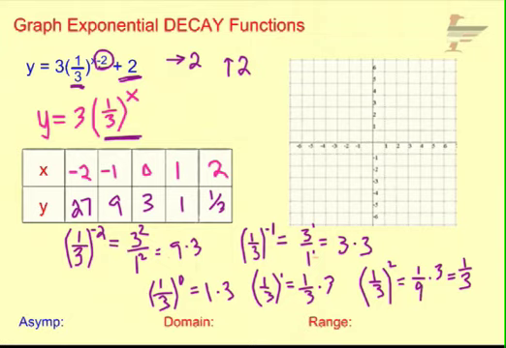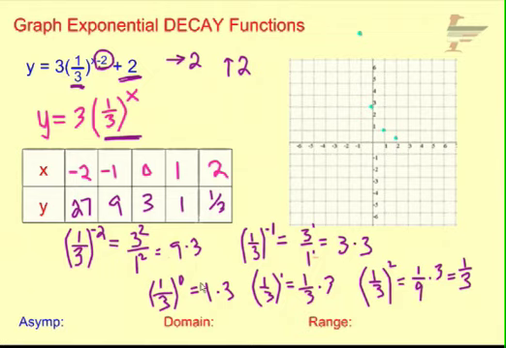So here are the points we want to plot before shifting them. We're going to plot these and we're going to shift. So -2, positive 27 is way off the graph. We can't even get that. -1, positive 9 is going to be right around there. 0, 3, 1, 1, and 2, 1/3. So we have 4 points that we can work on shifting.